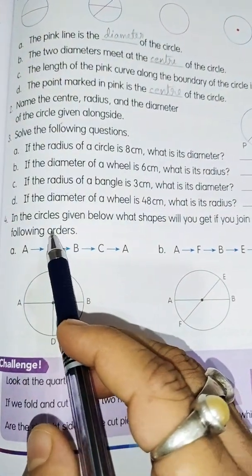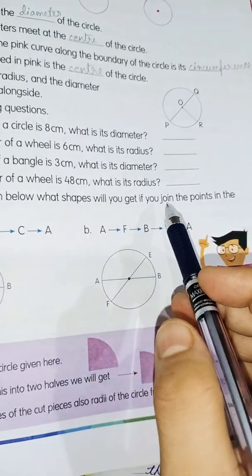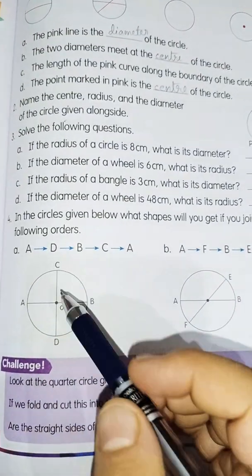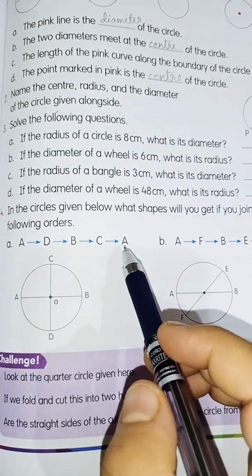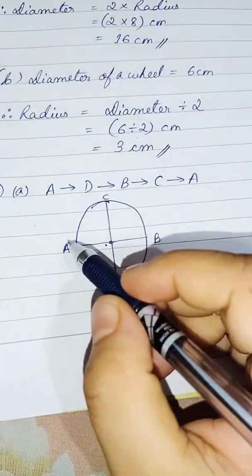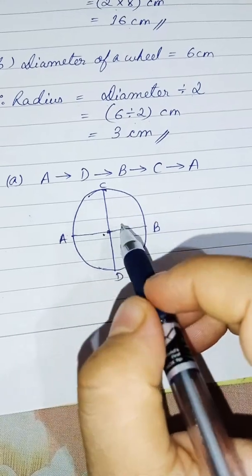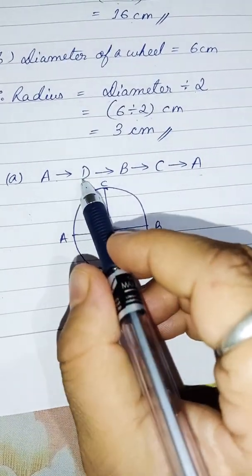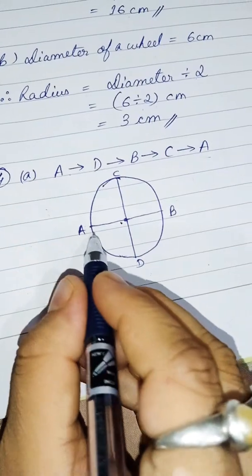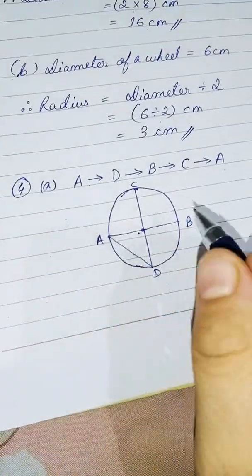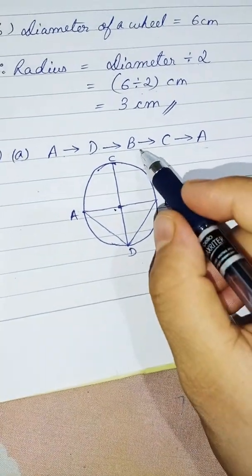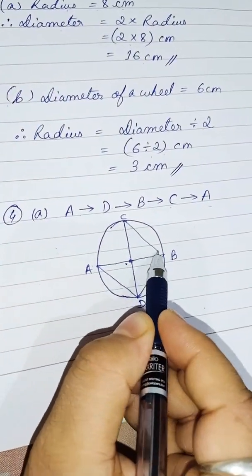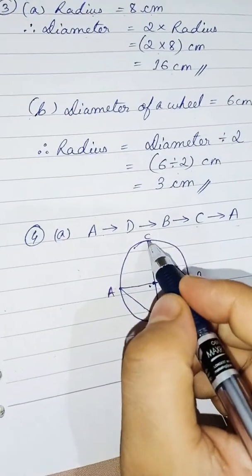Now we come to number 4. In the circles given below, what shapes will you get if you join the points in the following orders? This is a shape given and some points are marked, and the order is given in which you have to join the points. The points A, B, C, D are given, and you have to join them in this order. That means from A to D. So if I join from A to D, then from D to B, then from B to C, done, and lastly from C to A, done.